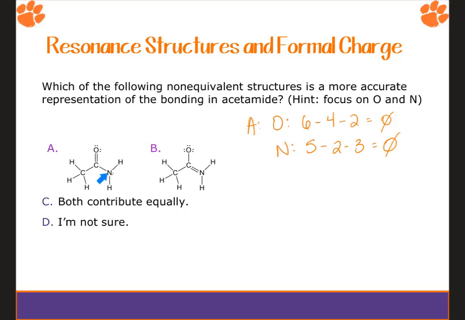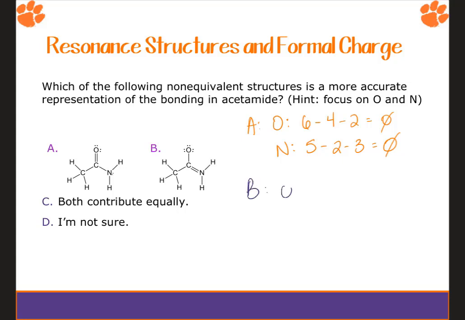And again, if you can't quite see that, look at the nitrogen. The 5 valence electrons come from group 5A on the periodic table. 1, 2 lone pair electrons here, 1, 2, 3 bonds. All right, so these both have 0 formal charges. That's looking pretty darn good. But let's check letter B just in case.